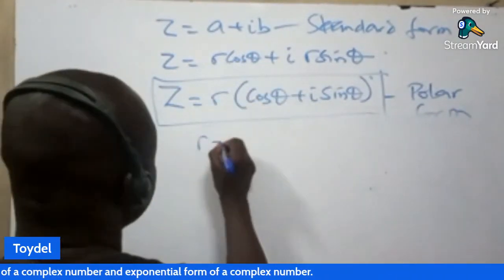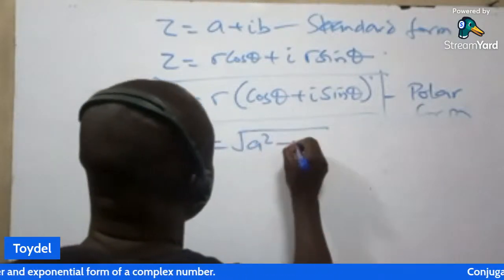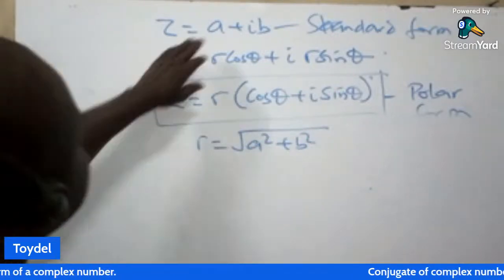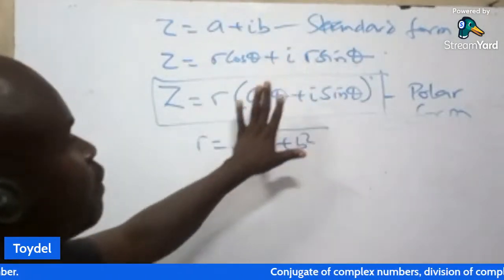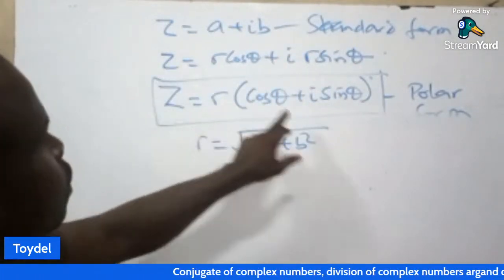Where r, of course, we know is the square root of a squared plus b squared. So if you are given a standard form, you can be asked to convert it to polar form. This is how to move. This is the polar form.